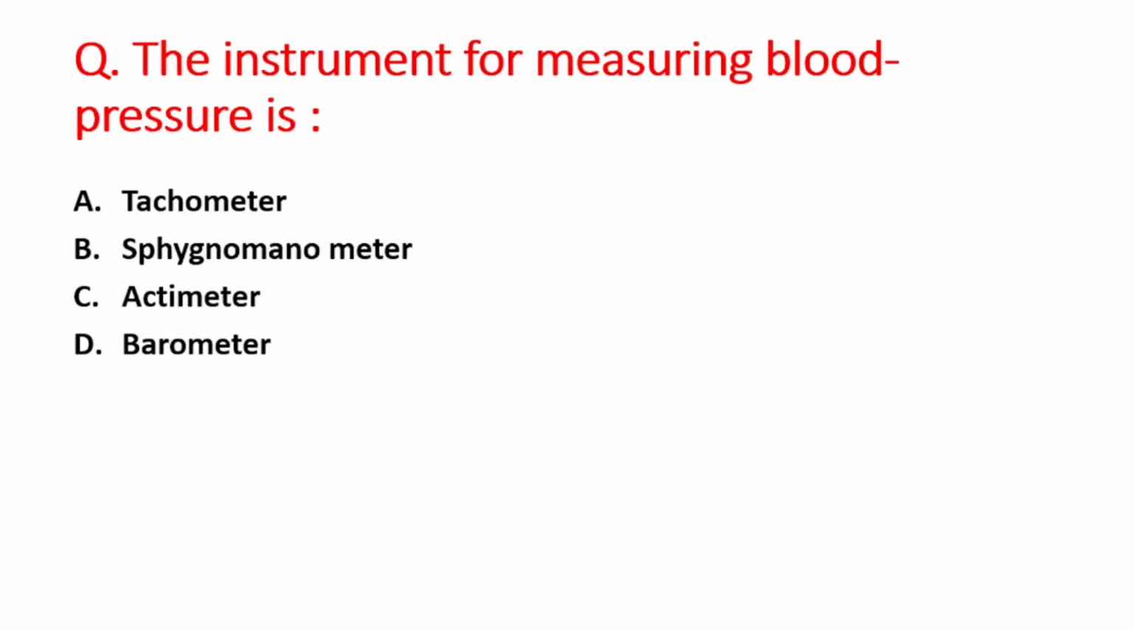Next question is the instrument for measuring blood pressure is. A option is tachymeter, B is sphygmomanometer, C option is actimeter, and D option is barometer. So right answer is option B, that is sphygmomanometer. Instrument is used to measure the blood pressure.